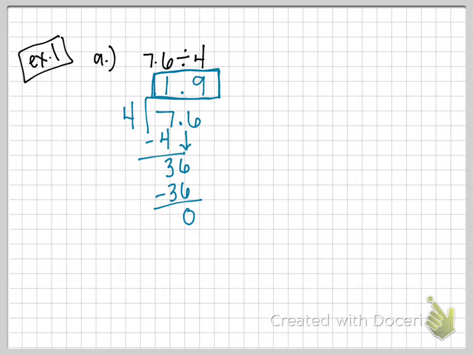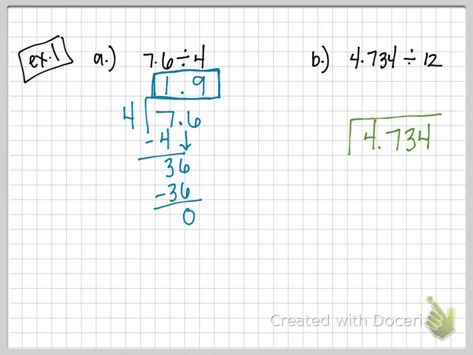Good question. Okay, here we go. Letter B. Let's set this up properly and divide. 4.734 divided by 12. What goes inside my long division box? 4.734. Good. 4.734 divided by 12.